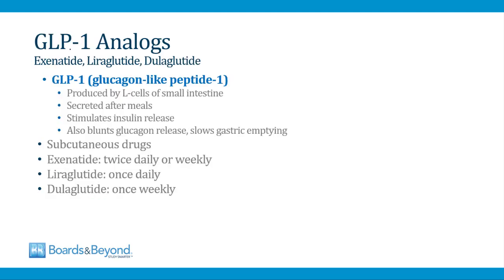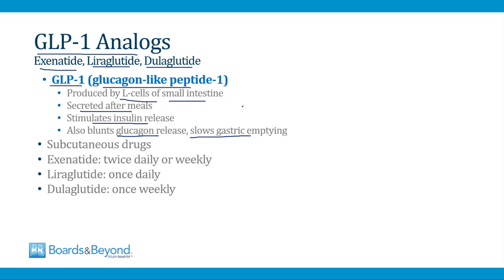Our next group of anti-diabetic agents are the GLP-1 analogs. Drugs in this group include exenatide, liraglutide, and dulaglutide. And all of these drugs work by mimicking the effects of GLP-1, which is glucagon-like peptide 1. This is a protein that is produced by cells called L cells in the small intestine, and it's secreted after meals. And one of the things it does is stimulate insulin release. It also blunts glucagon release and slows gastric emptying.